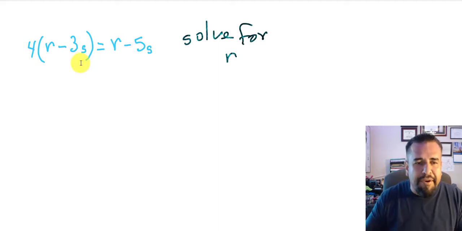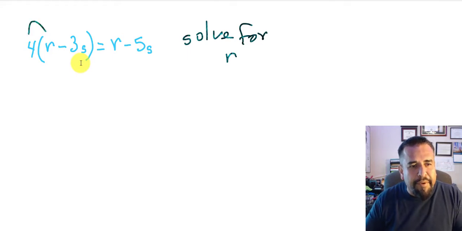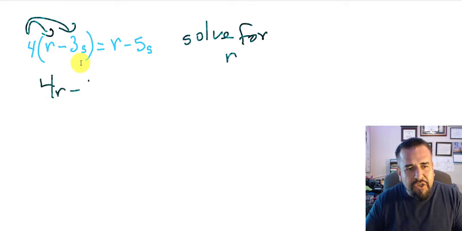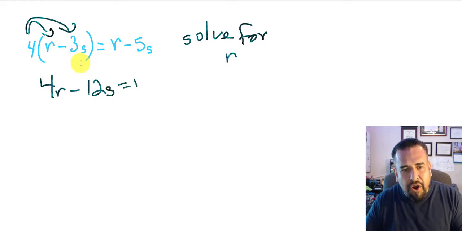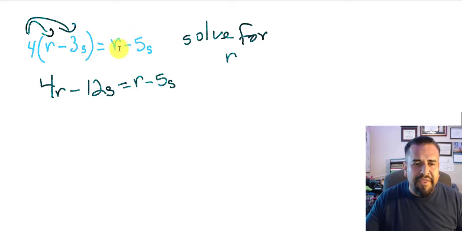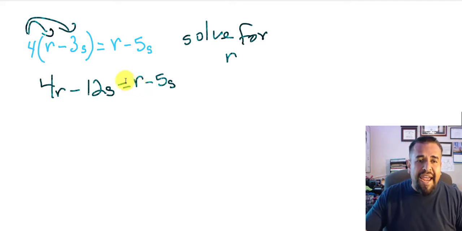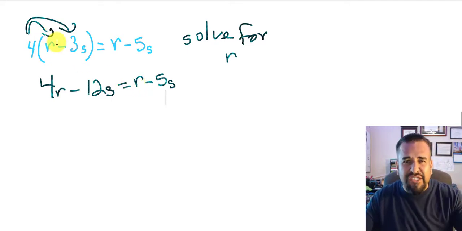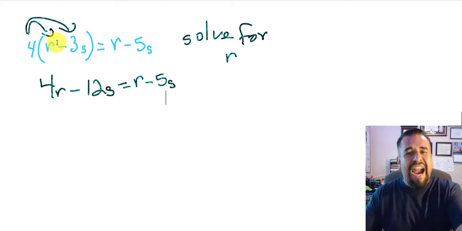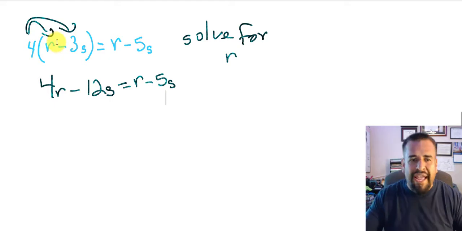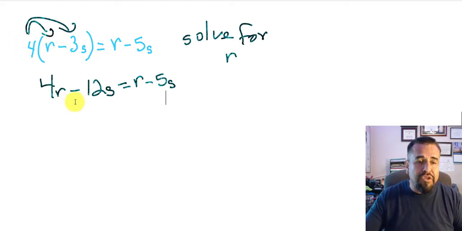Okay, first, I'm going to simplify it a bit. So I'm going to use the distributive property here by multiplying here. And that's 4 times R is 4R minus 12S equals R minus 5S. Notice that I just rewrote this down here. I didn't do anything with this, so I just rewrote it. Every time I do something, I solve a little something, I simplify something, I rewrite everything to see what I have left.